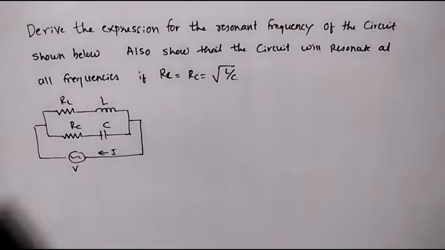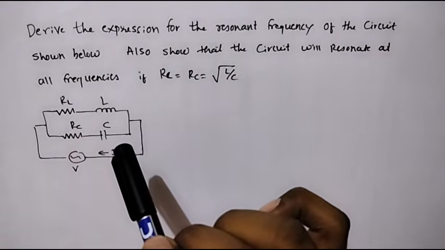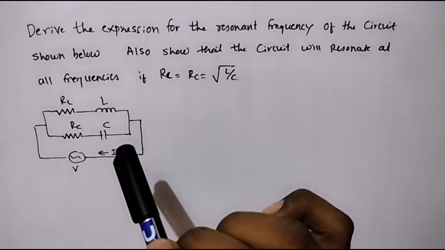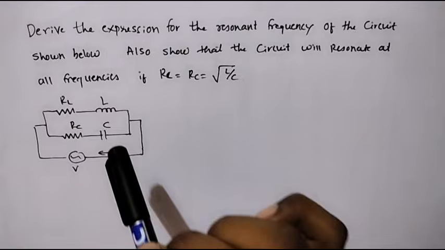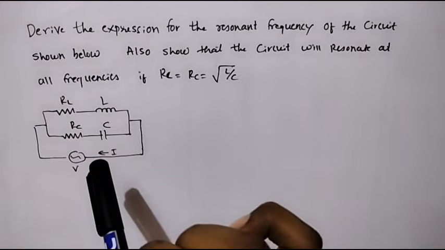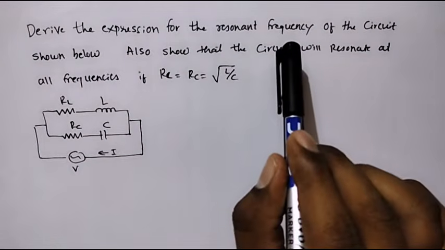We know that if inductor L is in series with C, it is said to be a series resonant circuit. If L is in parallel with C, it is said to be a parallel resonant circuit. So this circuit is the example for a parallel resonant circuit. We are supposed to calculate the resonant frequency, that is F0.